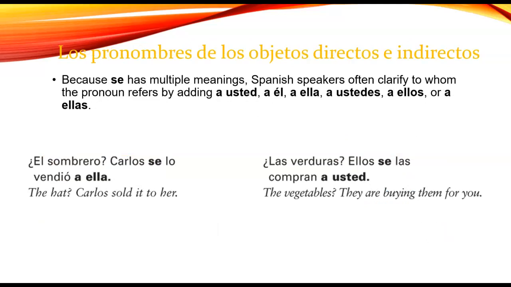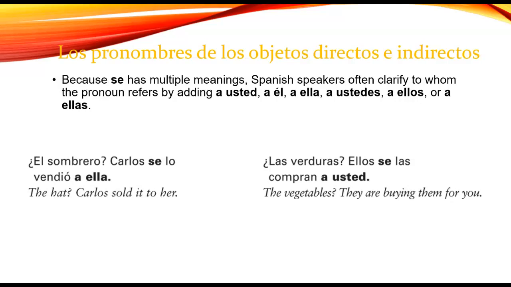Now, because se has multiple meanings, remember we've used it with reflexive pronouns like se baña or se bañó. Okay. Spanish speakers often clarify to whom the pronoun refers by using a usted, a él, a ella, a ustedes, a ellos, or a ellas. So here I kind of like they set it up in a question a little bit. El sombrero, Carlos se lo vendió a ella. Las verduras, ellos se las compran a usted.